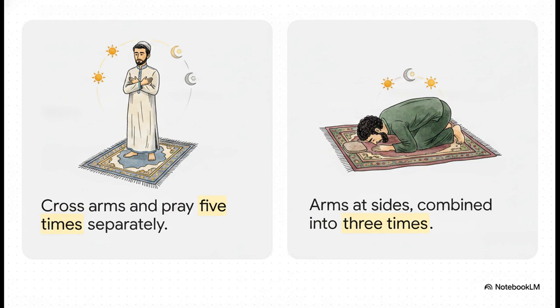Plus, during prostration, Shia Muslims place their foreheads onto a piece of naturally occurring material. It's usually a small clay tablet called a turba, rather than directly onto a woven prayer rug.